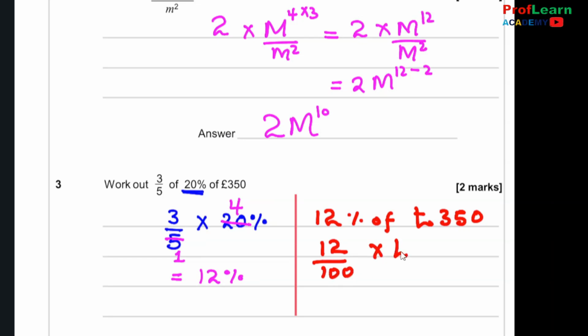times 350 pounds. From here we can cancel. 5 goes into 100 twenty times, but 5 goes into 350 seventy times. At the same time, we can see that 2 goes into 12 six times. Then 6 times 7 gives us 42 pounds. So our final answer here is 42 pounds.